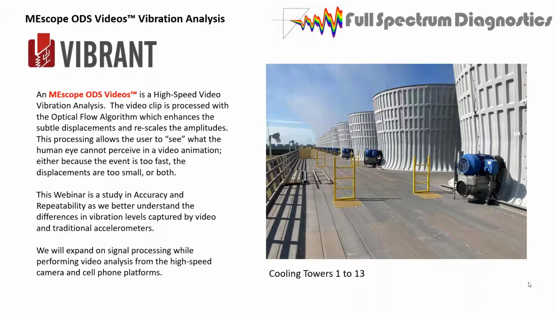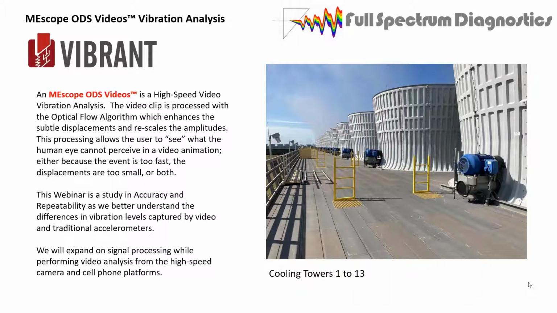And Mark said this is a real-world application. This is a series of cooling towers in a power plant close to me in Minnesota. And I took data on all 13 in this case, and took multiple sets of data, different directions. So it was a pretty vast amount of data when it all got down to it, but found some interesting things.